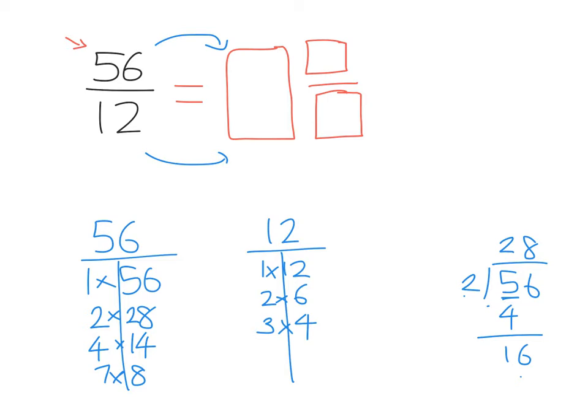Okay. So, now we are going to figure out the biggest factor they have in common. But first I'm just going to circle all of the ones that these two share. They both have 1 in common. They both have 2 in common. They both have 4 in common. Is there anything else? 8, 14, 28, 56. No. Okay, so the biggest one they have in common is 4.